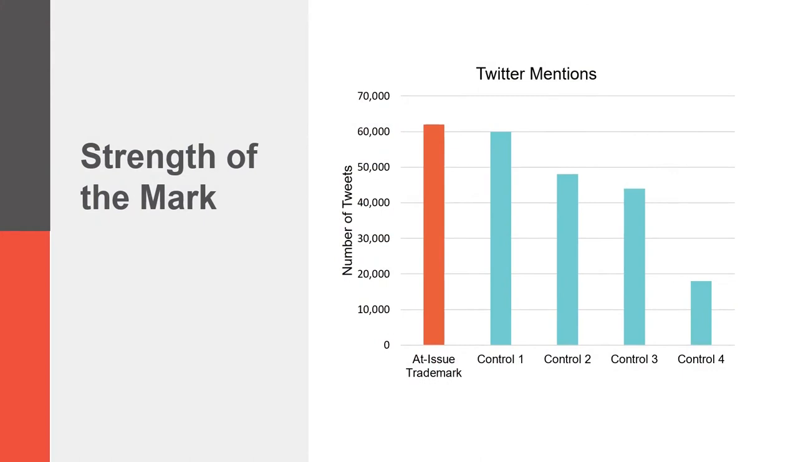Let's now look at the next factor, strength of the mark. Strength of the mark is a measure of whether consumers associate a mark with a brand. Strength can refer to both commercial strength, how widely the mark is recognized in the marketplace, and conceptual strength, the obviousness of the connection between the product and service and the at-issue mark. Here we have an analysis focused on the commercial strength of the mark. The data show that the plaintiff received more Twitter mentions than any of the competing brands selected for the study, a finding that suggests the plaintiff's mark was strong.